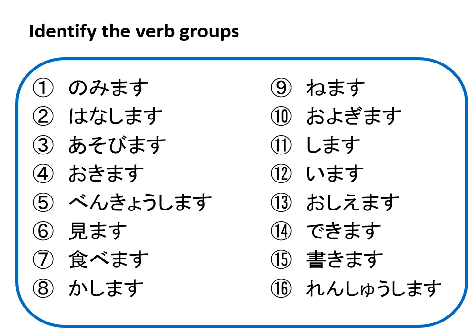Answers. 1. Nomimasu, group 1. To drink. Number 2. Hanashimasu, to speak or talk. Group 1. 3. Asobimasu, group 1. Meaning muck about, play around, have fun.